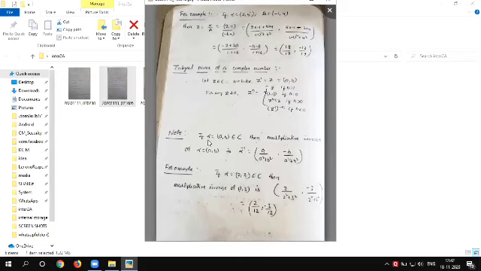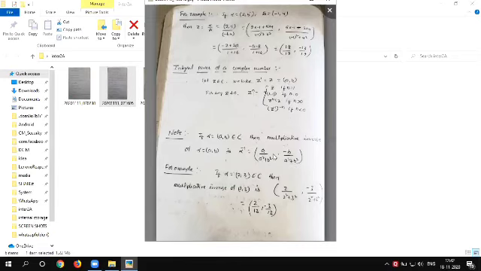Now note, if alpha equals a comma b belongs to the complex numbers, then we have to find the multiplicative inverse. The multiplicative inverse of alpha, that is a comma b, is simply alpha inverse. Remember this very simple formula: alpha inverse equals a by a square plus b square, comma minus b by a square plus b square.